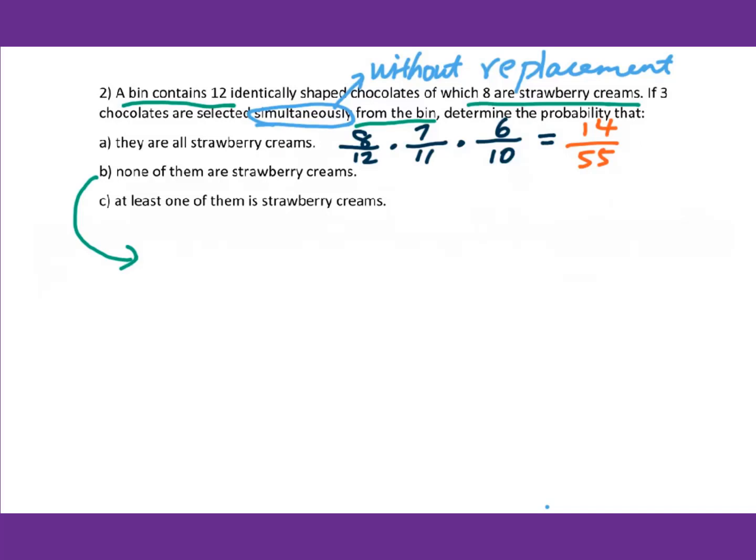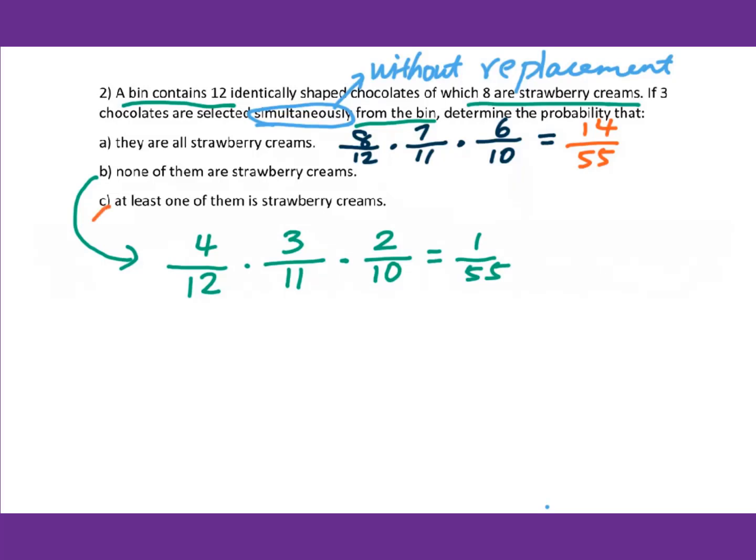Now let's go to B. None of them are strawberry cream. So first one is not strawberry cream. It will be 4 over 12. You took 1 non-strawberry cream away, 3 left, then over 11. Then 1 more is 2 left, and here's 10, equals 1 over 55.